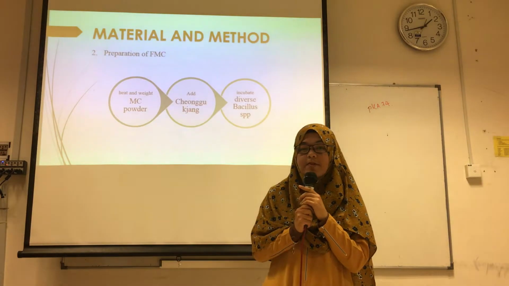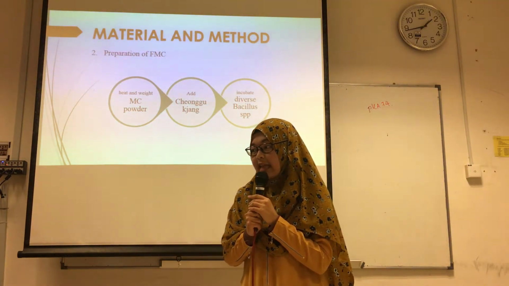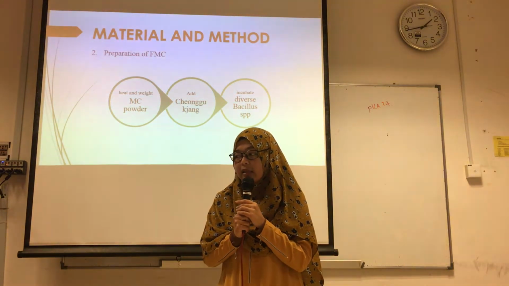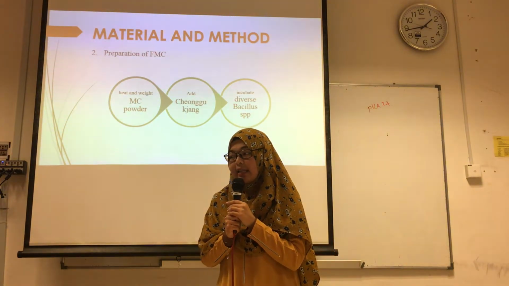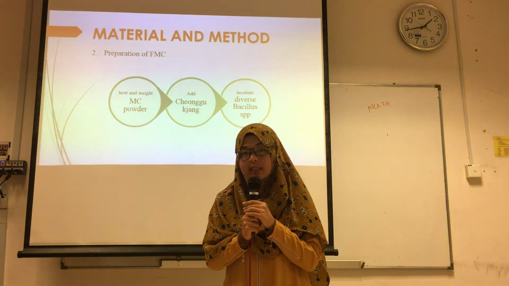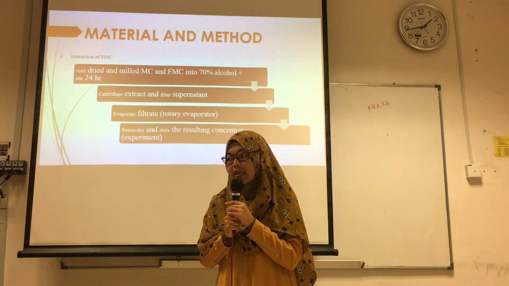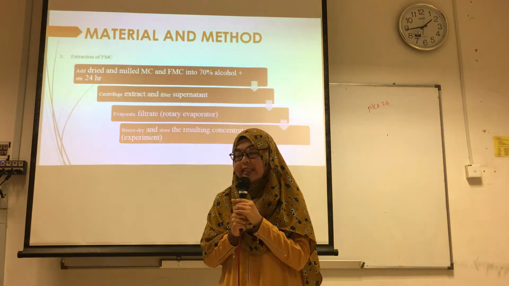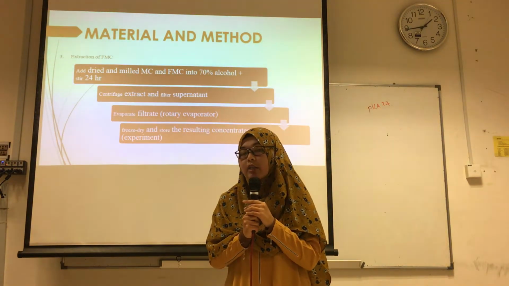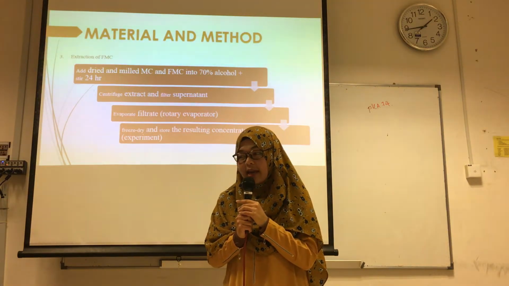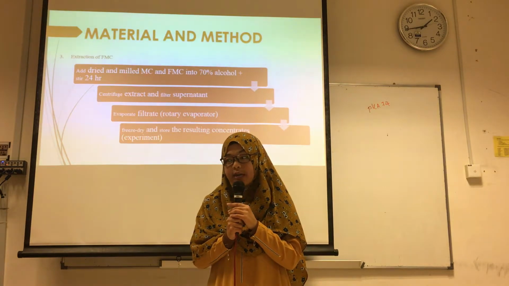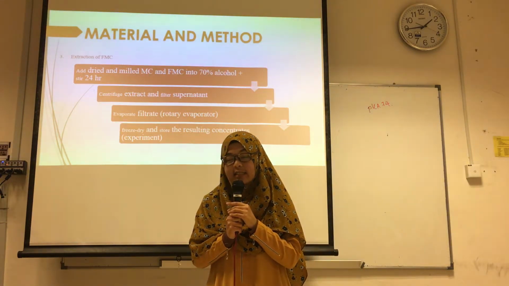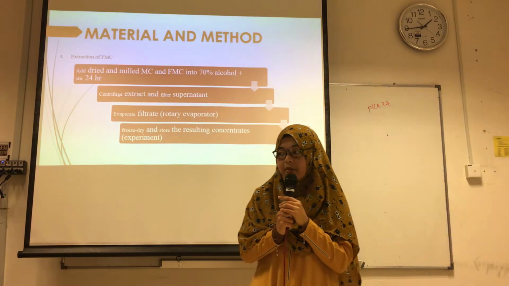Next, for the preparation of the fermented MARDHIAH citrifolia, first heat and weigh the MARDHIAH citrifolia powder, and then add the Chokjang. After that, incubate them with diverse Bacillus species. For the extraction, add dried and milled MARDHIAH citrifolia and fermented MARDHIAH citrifolia into 70% alcohol and stir for 24 hours. After that, centrifuge the extract and filter the supernatant. Next, evaporate the filtrate using a rotary evaporator. At last, freeze dry and store the resulting concentrates for future experiments.